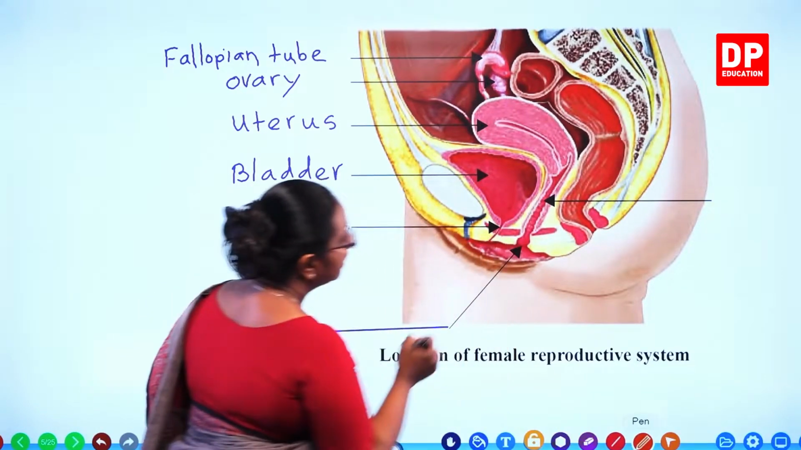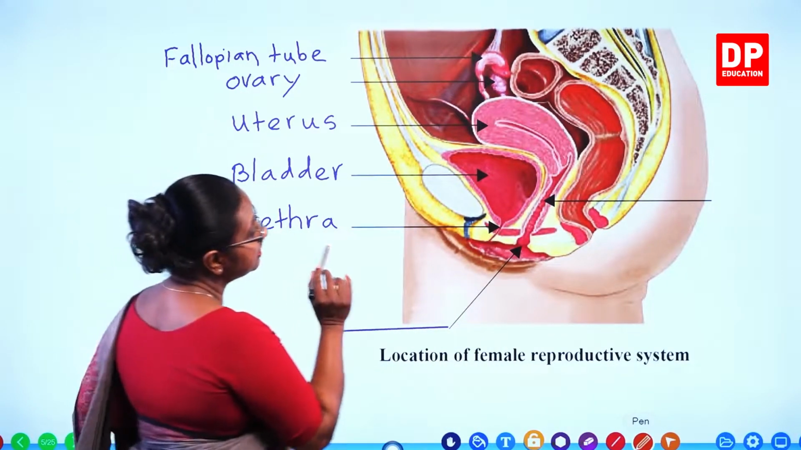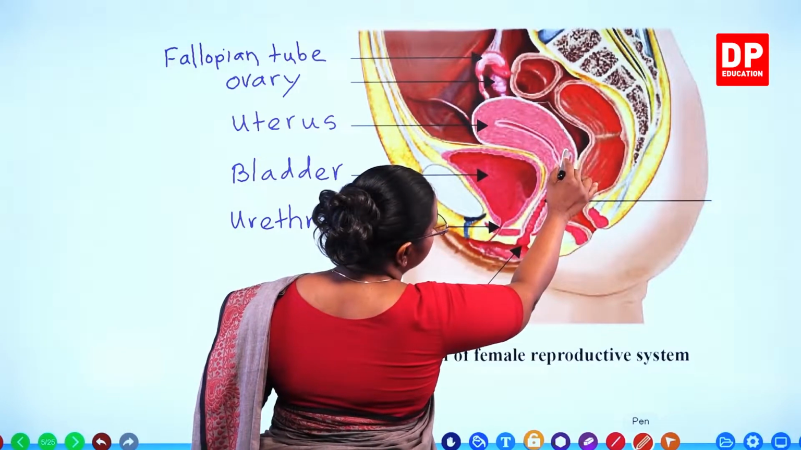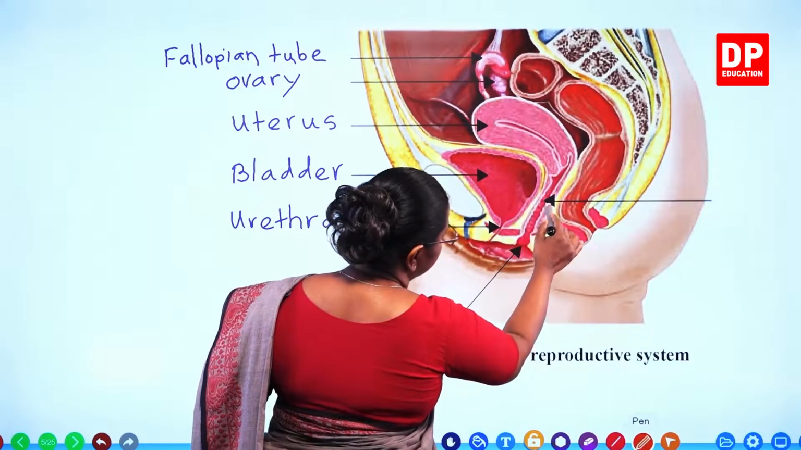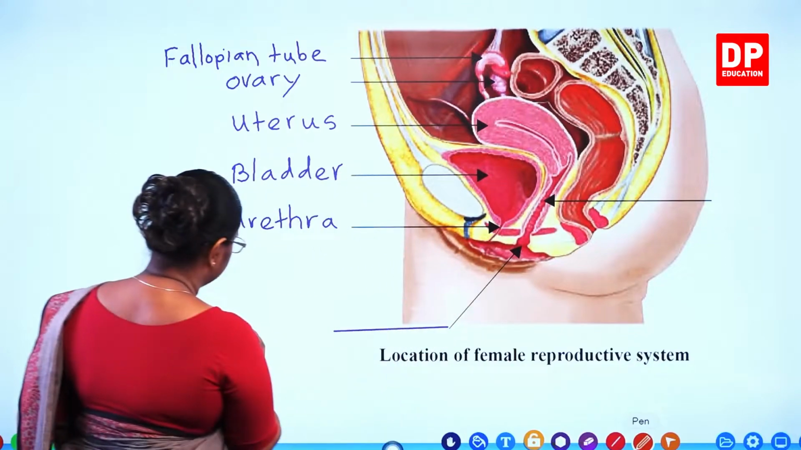whereas here you can see this particular structure, that is the vulva. This is different. Here you can see from the uterus, now we have the vagina here and the opening is the vulva.